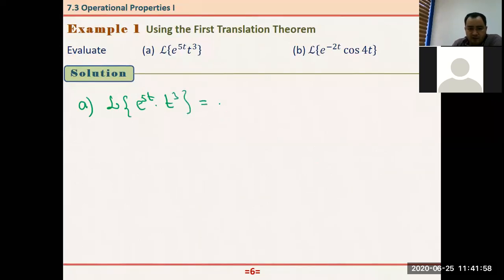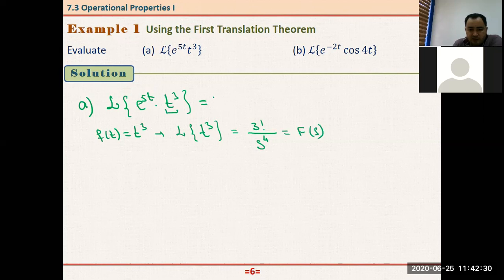Here we have f of t equal to t cubed. If I evaluate the Laplace transform of t cubed, we have already evaluated this. It is equal to n factorial over s to the power n plus 1, which is 3 factorial over s to the power 4. That thing is capital F of S. Using the theorem, this one is our f, e to the power at. That thing is capital F of s, but s should be changed to s minus 5, because here a is 5.